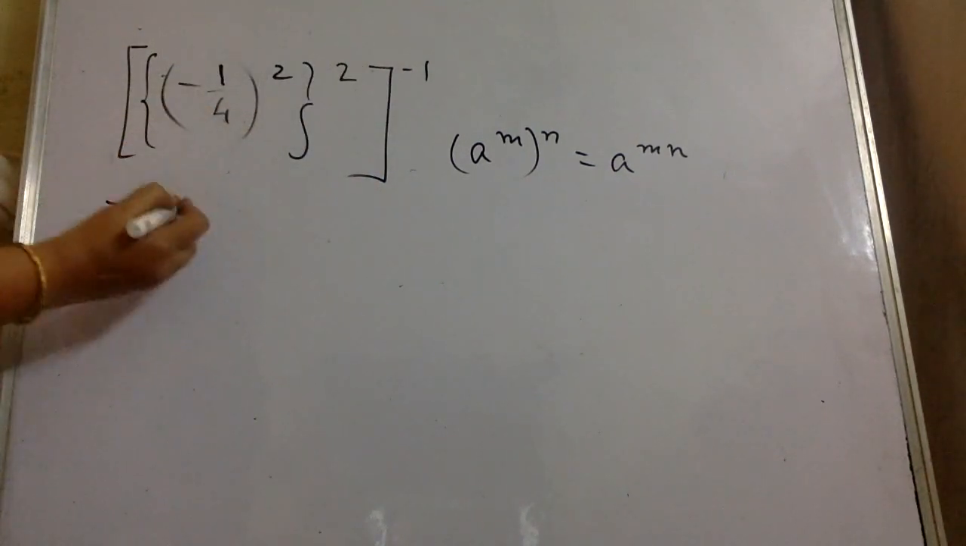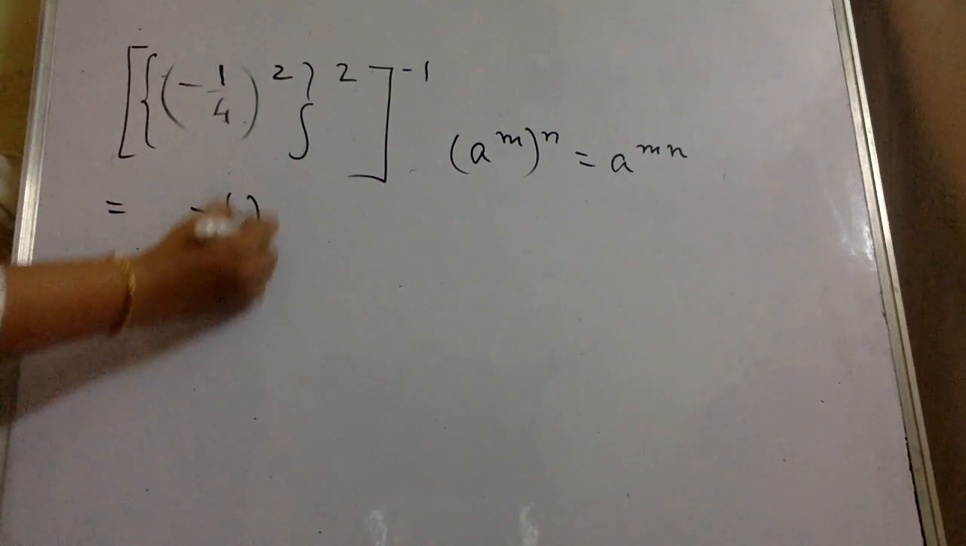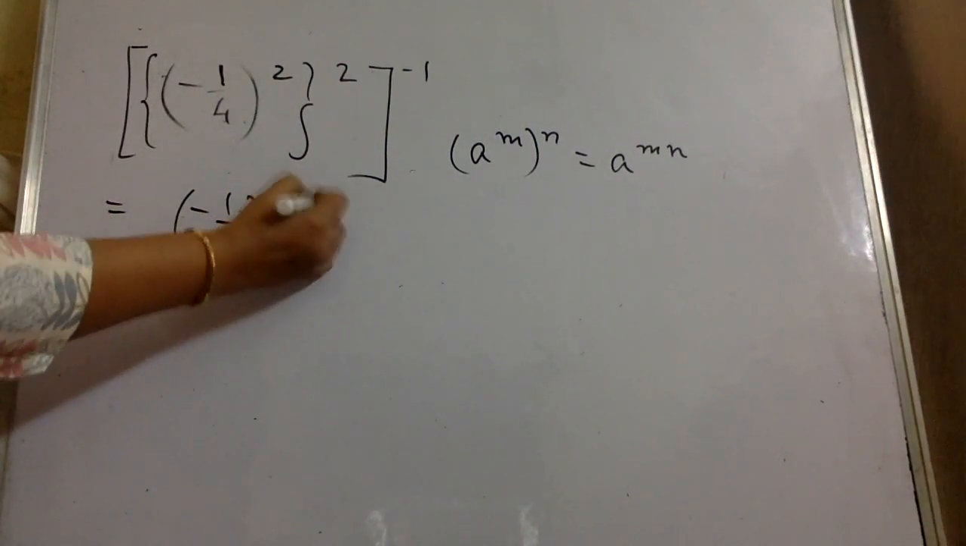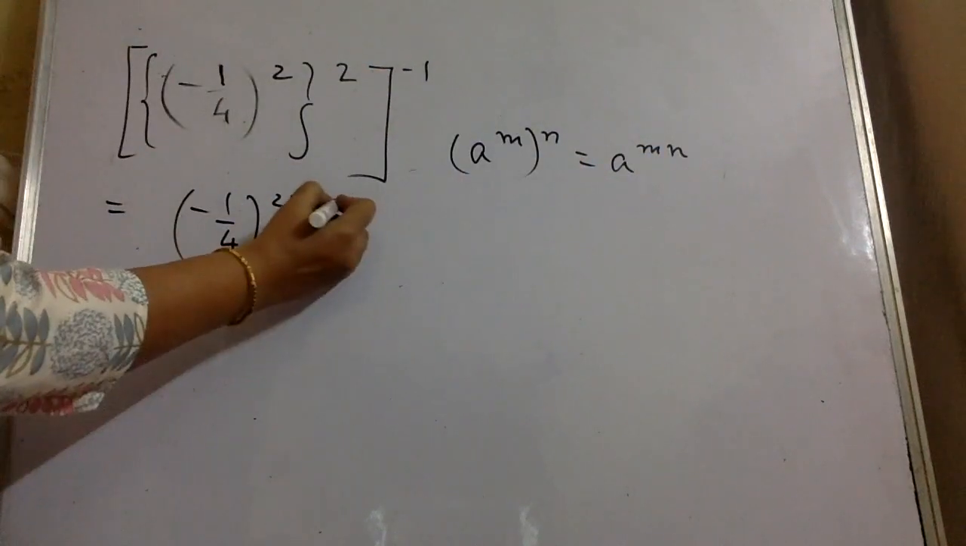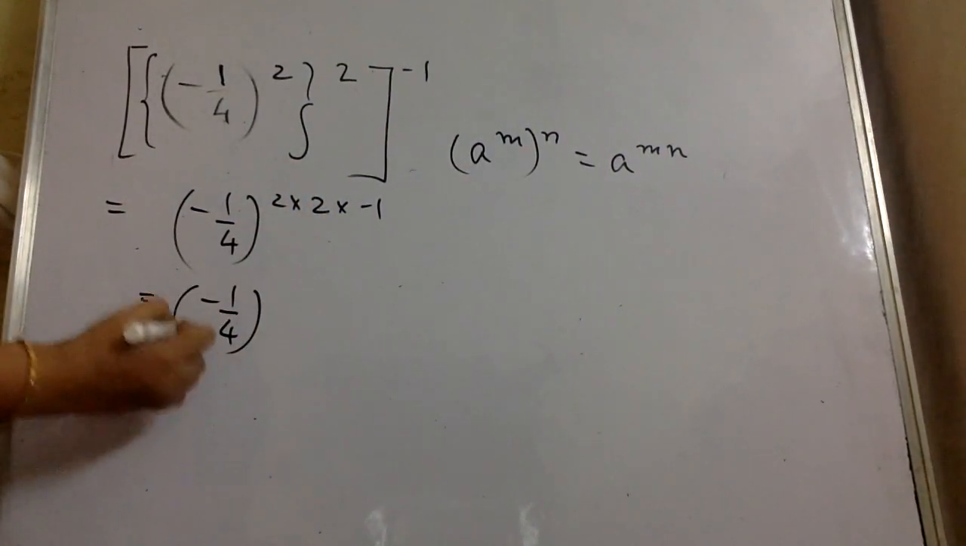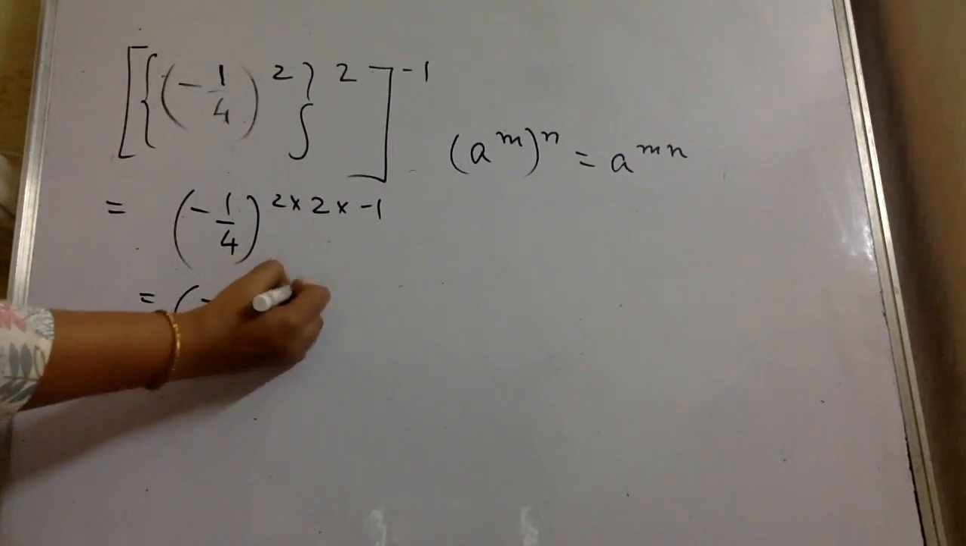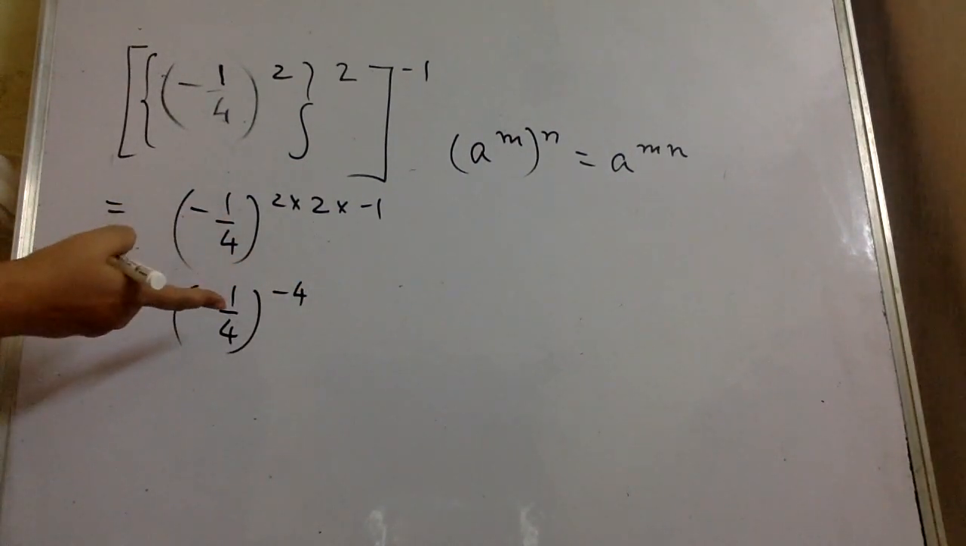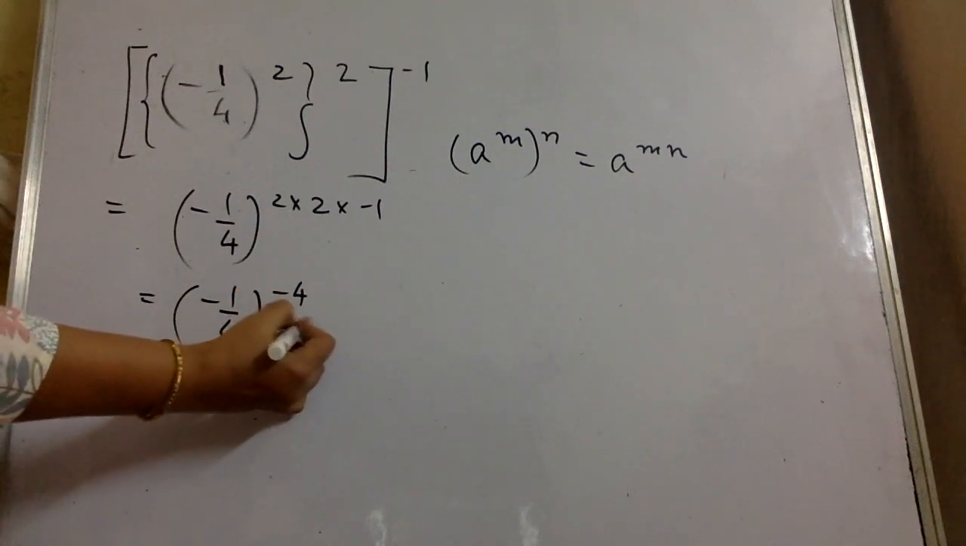Okay, so what we do: minus 1 by 4, 2 into 2, I am doing this part, into minus 1, which is minus 1 by 4, and what do I write? To the power minus 4. Now I can't work with the negative exponent, I have to get rid of it. So what will I do?